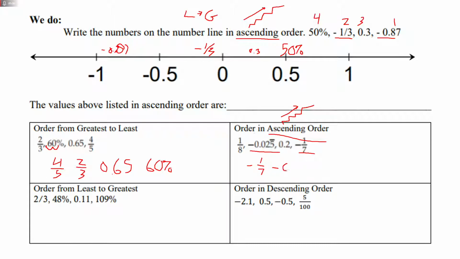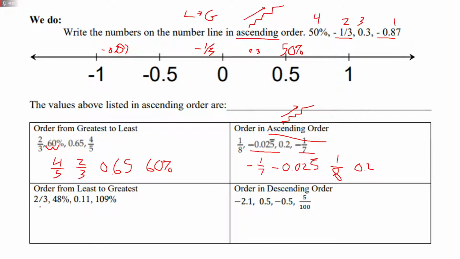And then I have that other negative number, negative 0.025 repeating. And then I've got my fraction here, my decimal over here. 1/8 is really 0.125, which means that's going to come next. And then I have 2/10. So again, I'm just trying to pick this apart and really think which comes first, which comes second.